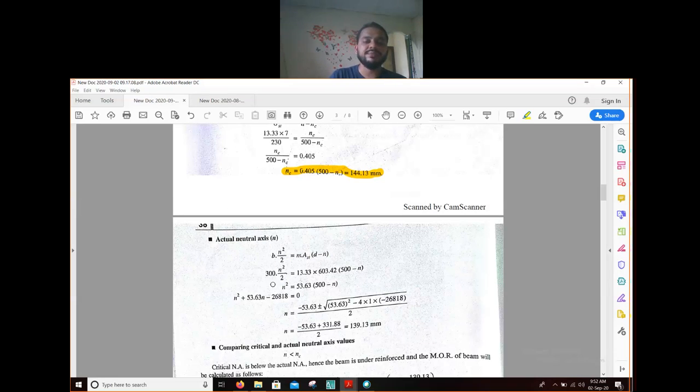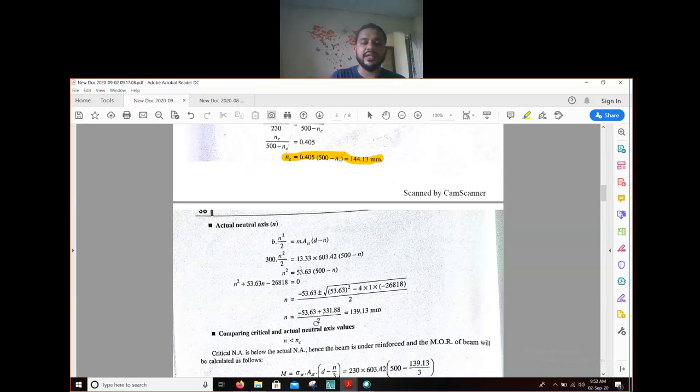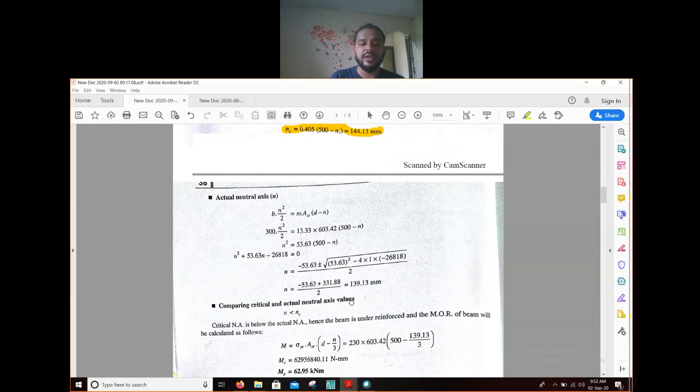B value is given, n value we have to find out, m is known, ast is known, d is known. So the only unknown will be n. So you will get two values of n. One will be negative, one will be positive, so you have to take the positive value. So now you have got n equal to 139.13.